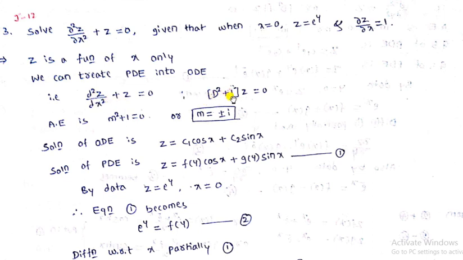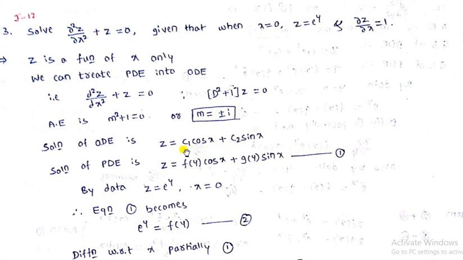So (D² + 1) z = 0. Once again, write the general solution or complementary function of this one. So we use the solution of the ordinary differential equation, c1 cos x + c2 sin x. Here c1 and c2 are constants.